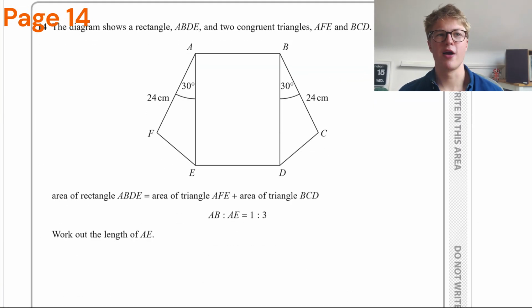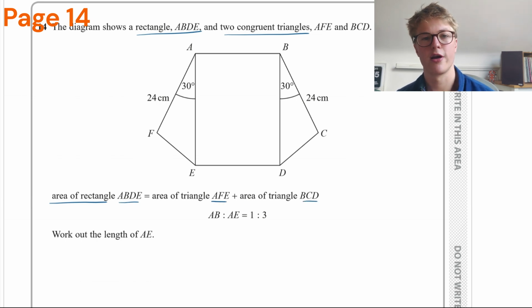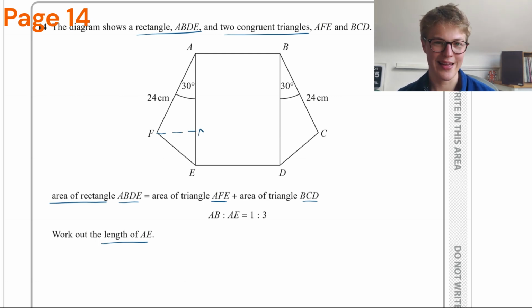The diagram shows a rectangle ABDE and 2 congruent triangles AFE and BCD. The area of rectangle ABDE equals the area of triangle AFE plus the area of triangle BCD. AB to AE is the same as 1 to 3. Work out the length of AE.